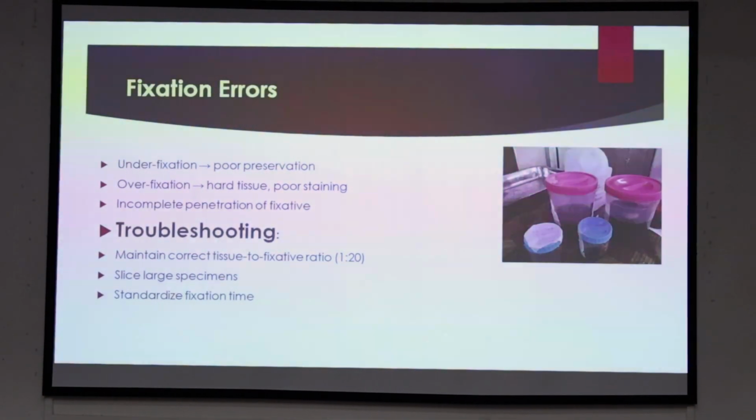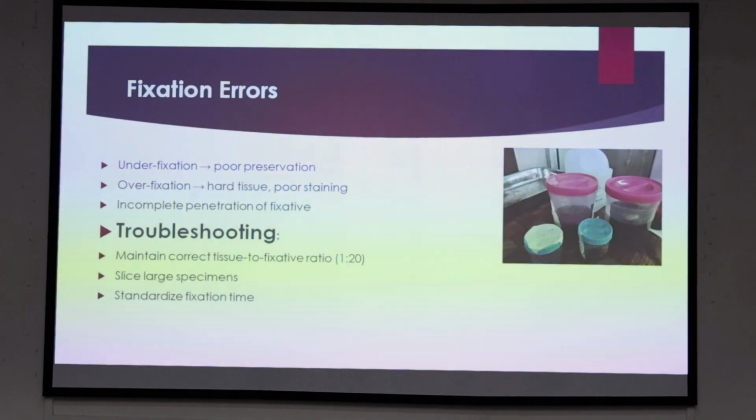Fixation errors. Since fixation prevents autolysis and putrefaction and saves the morphology of tissue, if the tissue is underfixed, it will be poorly preserved. The basic cause for this is low formalin concentration. You need to maintain a 1:20 ratio, or at least a 1:10 ratio, of tissue to formalin. If you poorly fix, the tissue becomes hard and it also doesn't take the stain, especially immunohistochemistry stains where you need open antigens and you need retrieval. The retrieval time actually increases because the majority of antigens are masked.